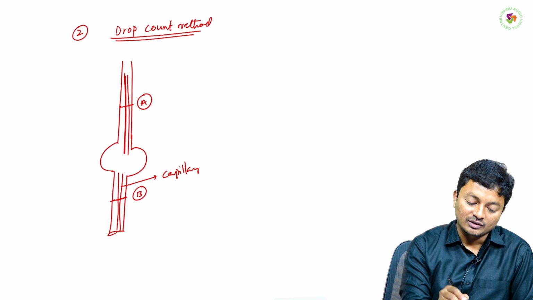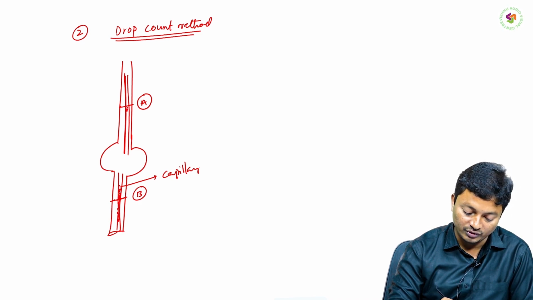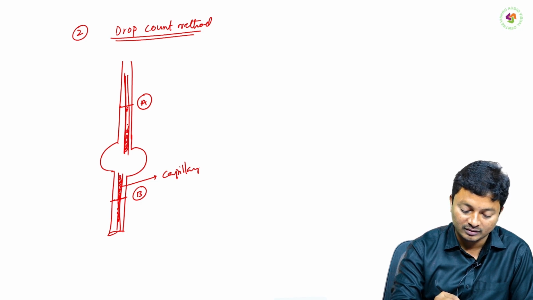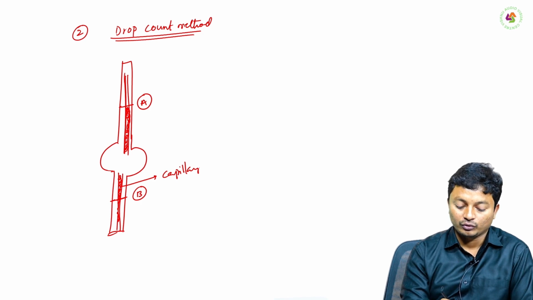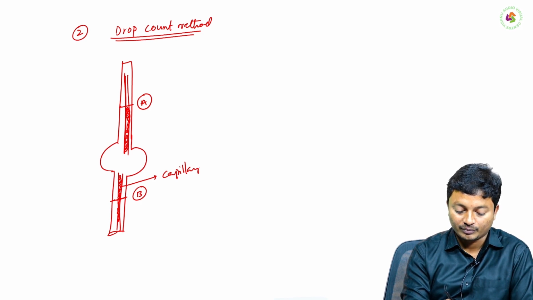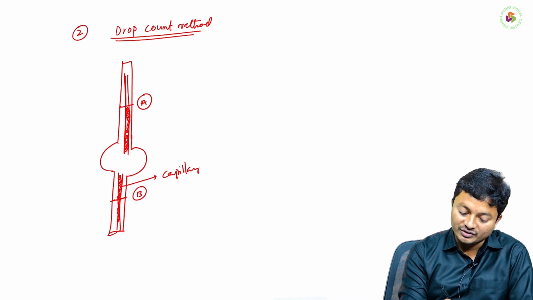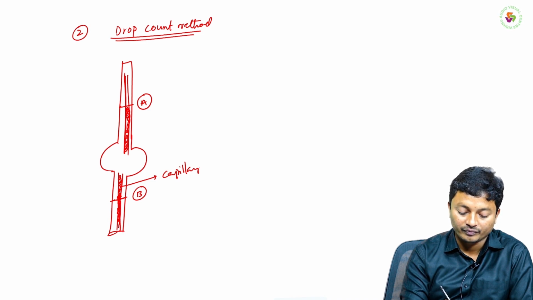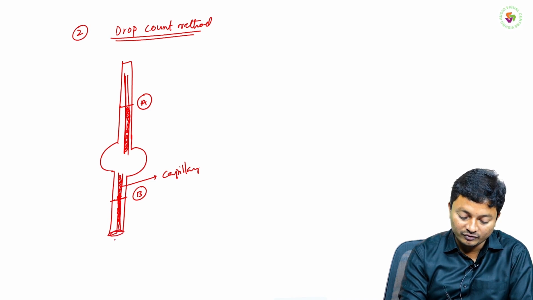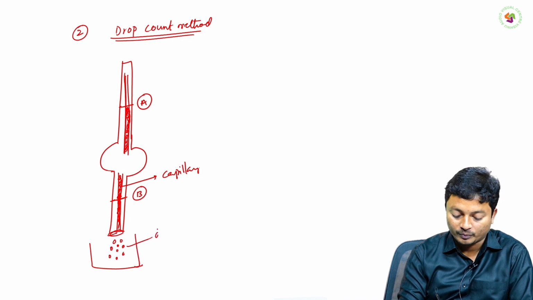So in the drop count method, initially we need to suck this sample through this capillary up to mark A, and after that we need to allow the same sample to reach up to mark B. In this case, when it reaches mark B, it starts to come out from the capillary tube itself. So now the drops will flow down by crossing the lower mark. So we need to count the drops.